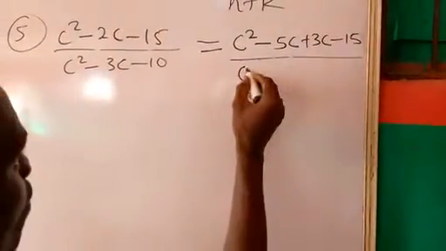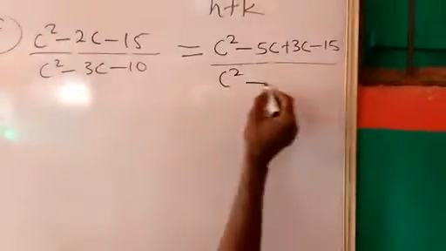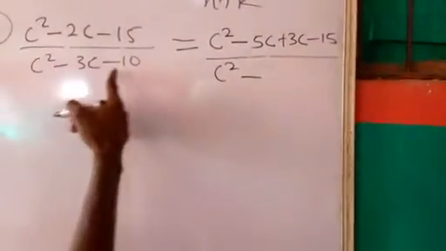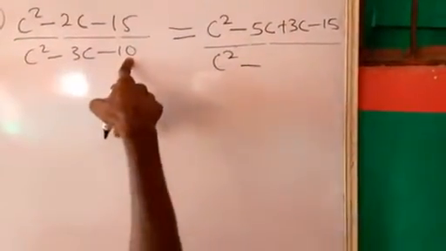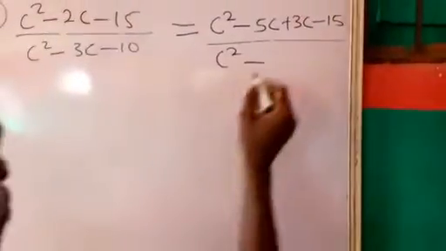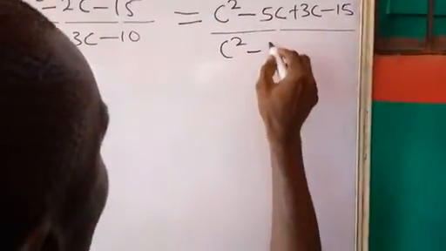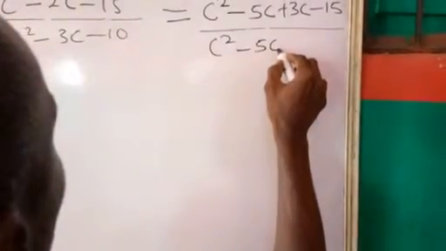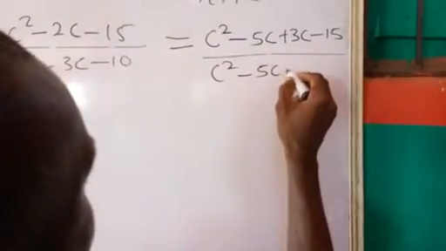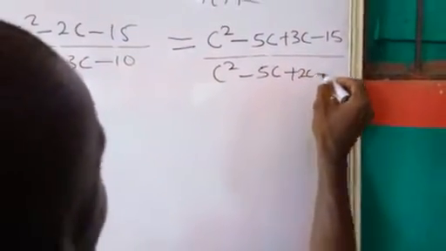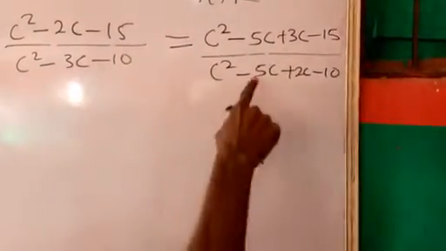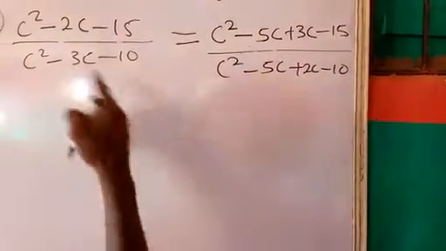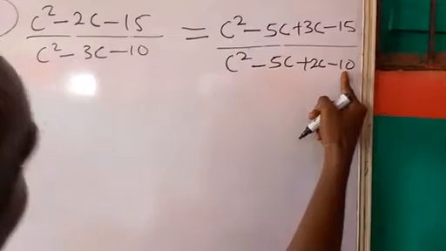Okay, I will also factorize the denominator. What can I add to get minus 3c? When I multiply the coefficients, I will have minus 10. I think we are going to have minus 5c plus 2c, and minus 10. Minus 5c plus 2c is minus 3c, yes. Minus 5 times 2 gives minus 10.